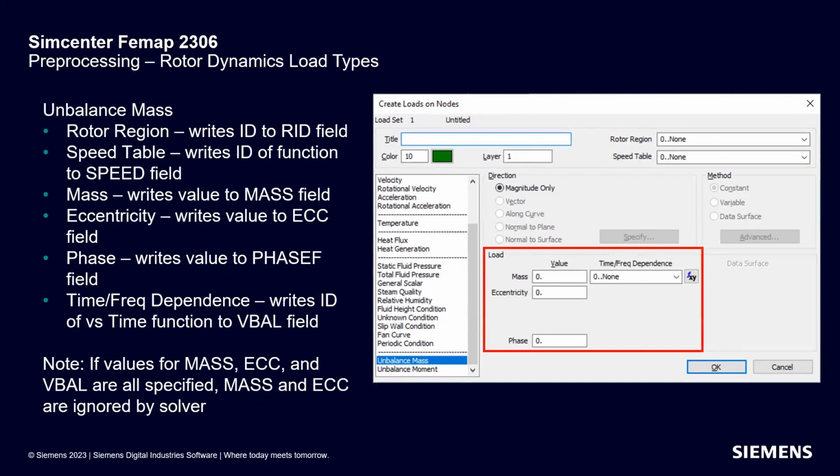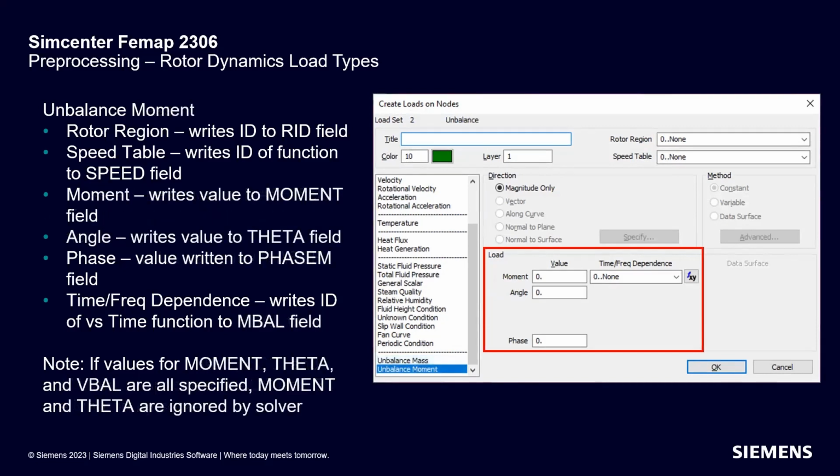So as you can see, for unbalanced mass, you essentially just enter a mass, an eccentricity, and potentially a phase, and it can be time frequency dependent. And then very similar when you're doing an unbalanced moment, you just enter a moment value, an angle value, again, optionally a phase and some time frequency dependence. And then it just writes out the appropriate values to the Nastran entries.